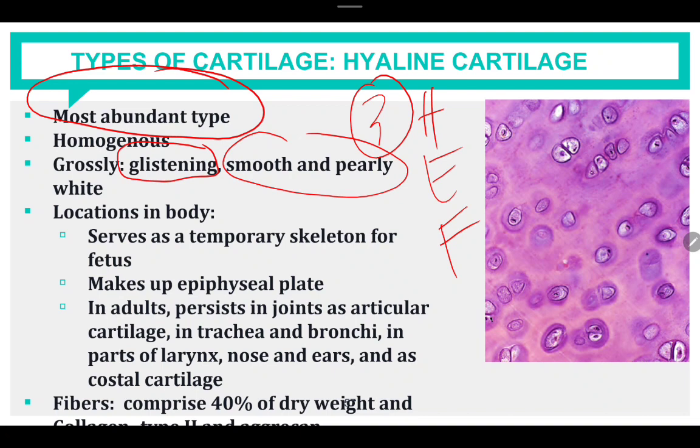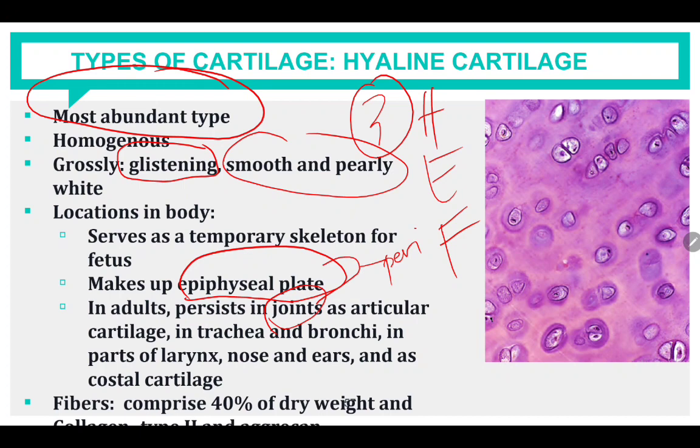Sabi dito, grossly daw, mukha ng ating hyaline cartilage is glistening, kumikinang-kinang, smooth and pearly white. Sana all, kumikinang-kinang. Ang location nila sa body natin, it serves as a temporary skeleton for fetuses, and makes up the epiphyseal plate. In adults, it persists in joints as articular cartilage, in the trachea and bronchi. Malala ninyo sa aking lab discussion, ang sinabi ko, the epiphyseal plates and joints don't have, ano yun? Perichondrium. Okay? Kabalo naman mo sa reasons bakit ganun, di ba? Okay, so in parts of the larynx, nose and ears, and costal cartilage.